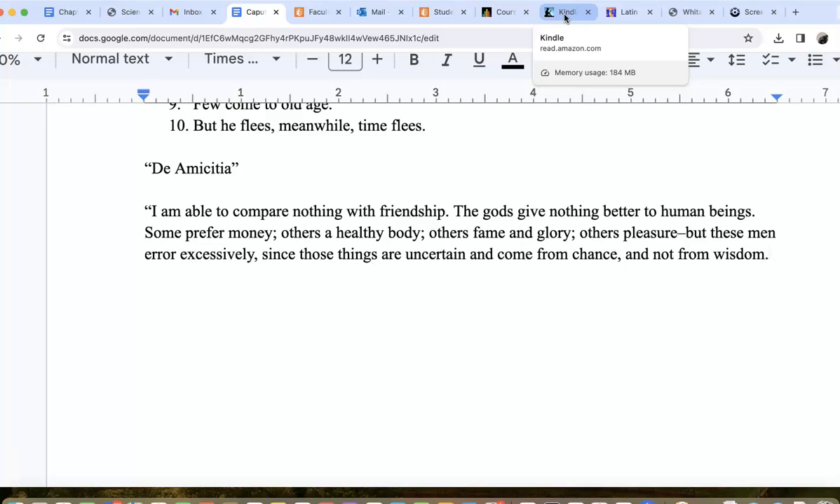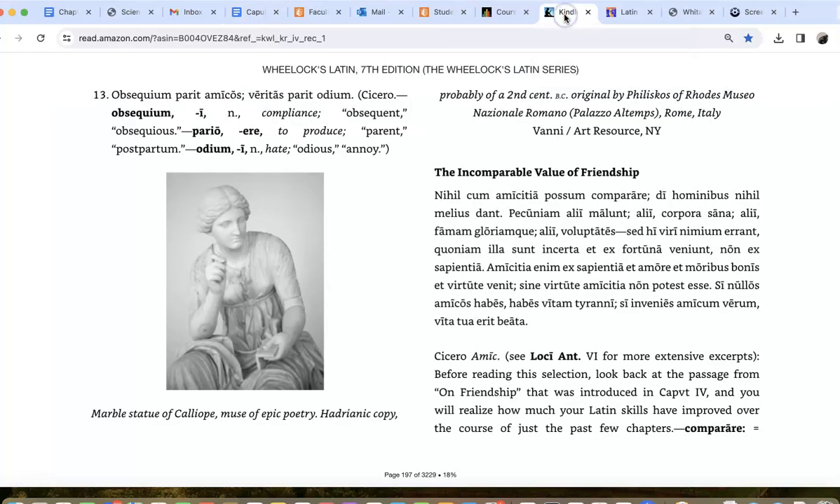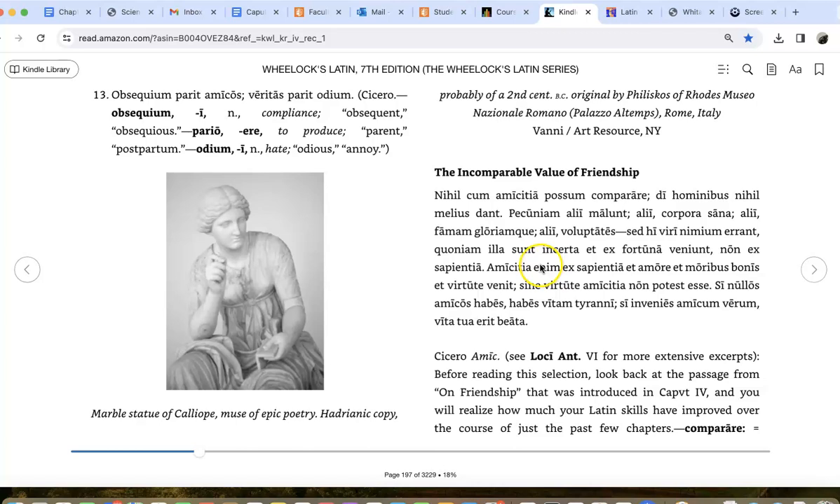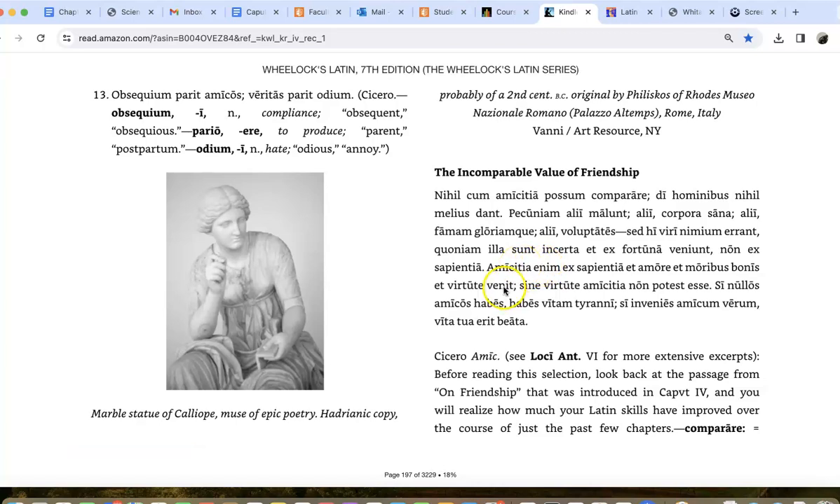Is one of your or with. So from and with will help you with translating the ablative. For friendship comes, so notice our verb is all the way at the end here.